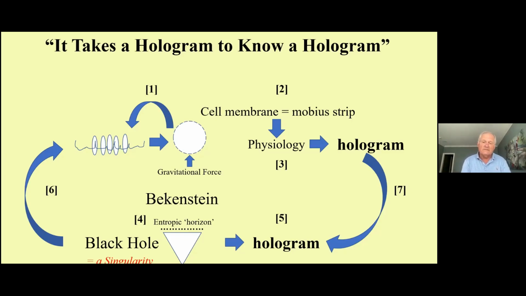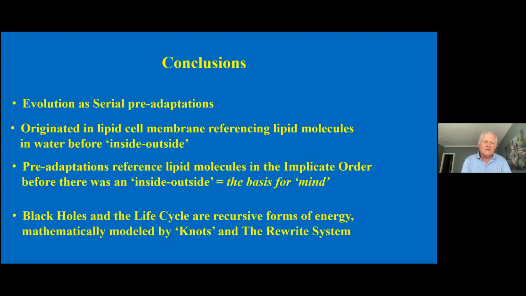Next slide. So in conclusion, the evolution is serial pre-adaptations originated in lipid cell membrane, referencing lipid molecules in water before there was an inside or an outside. And pre-adaptations reference lipid molecules in the implicate order before there was an inside or outside. And that's the basis for mind. And black holes in the life cycle are recursive forms of energy, mathematically modeled by knots and the rewrite system. And I think that's the last slide. There's just a thank you.